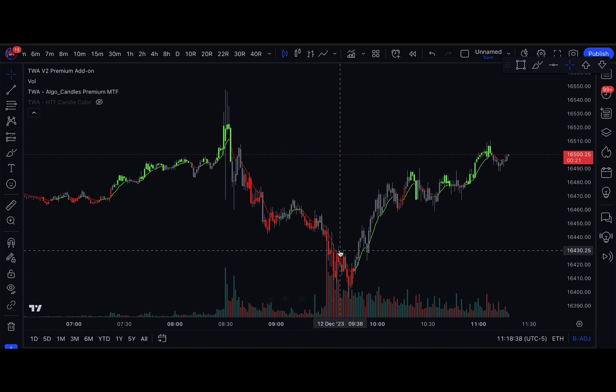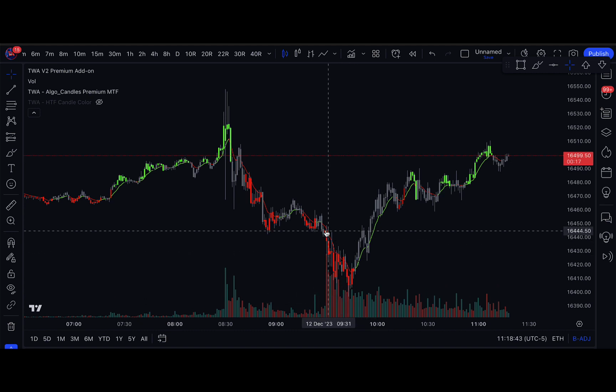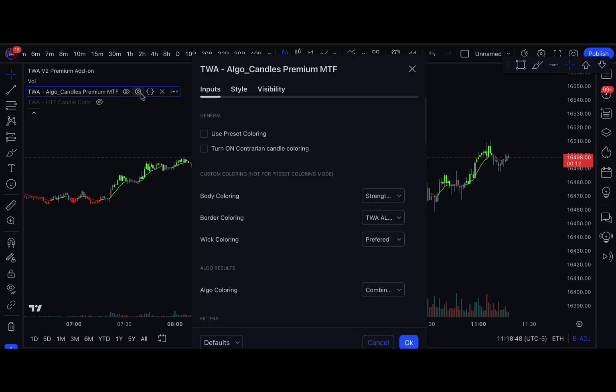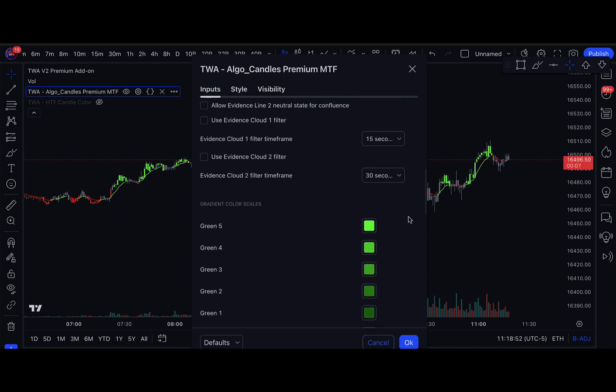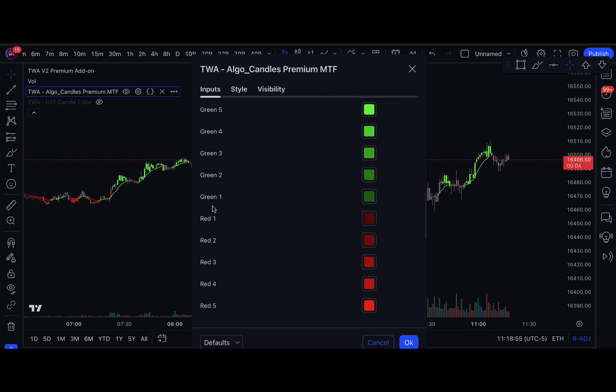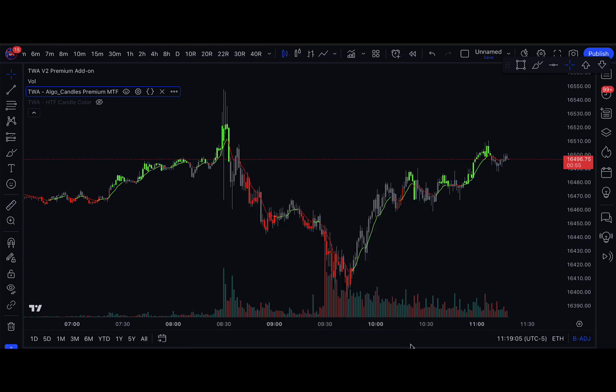If this line is red and you see that the candle is gray, then that means that the algo candles didn't agree. And what do I mean by the algo candles didn't agree? Is we might as well get to it. These two, red one and green one, is not considered. If you want to consider them, you would need to allow this right here to be considered, and that will change it a little bit as well too. So these are, again, very, very customizable to you.